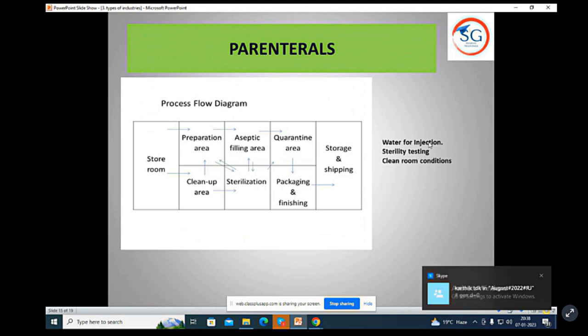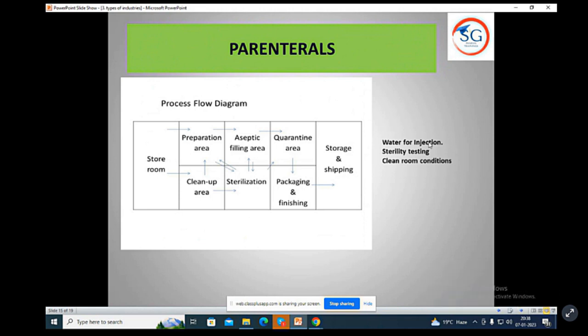Also, while manufacturing the parenterals, the conditions of the room are very strict, such as clean room conditions. There are types of rooms like class 100, class 1000, class 10,000, and 1 lakh rooms. These classes of rooms are given by the ISO guidelines. For steriles, you should follow class 100 or 1000. And for orals and liquids, you can follow class 10,000 or more, it is not an issue.